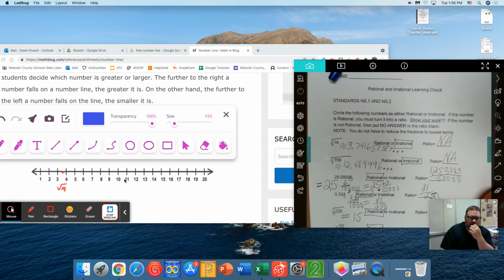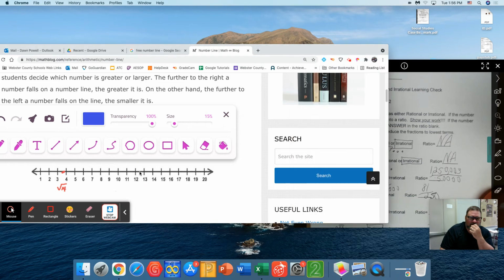So 12.5, here's 12. And so I'm going to try to hit it really close. And I changed the color for you there, Ms. Powell. Yes, I know you would like that. And that's square root of 156. Ms. Powell, your computer runs so slow. Okay. That's not perfect, Ms. Powell, but there you go.